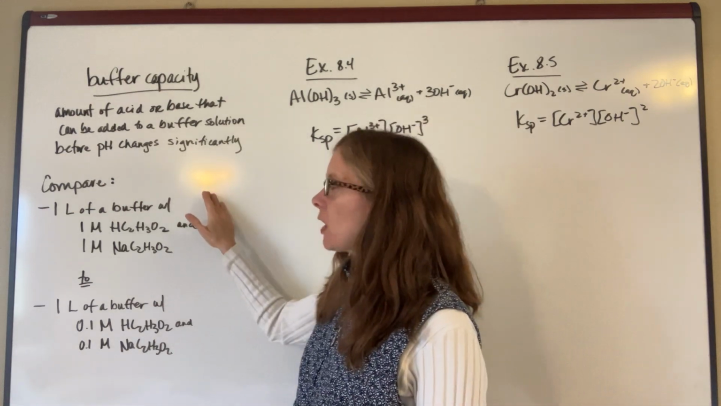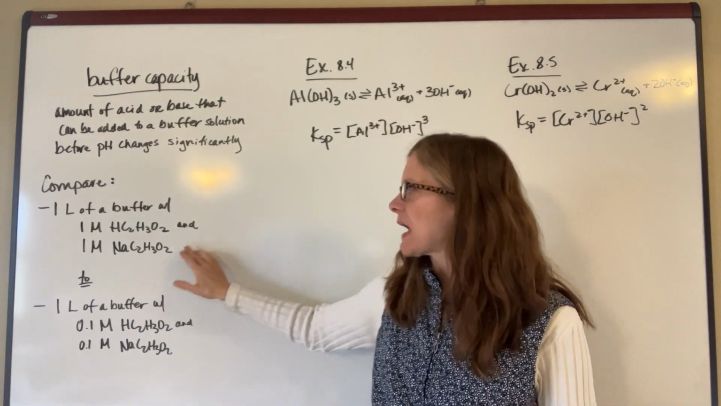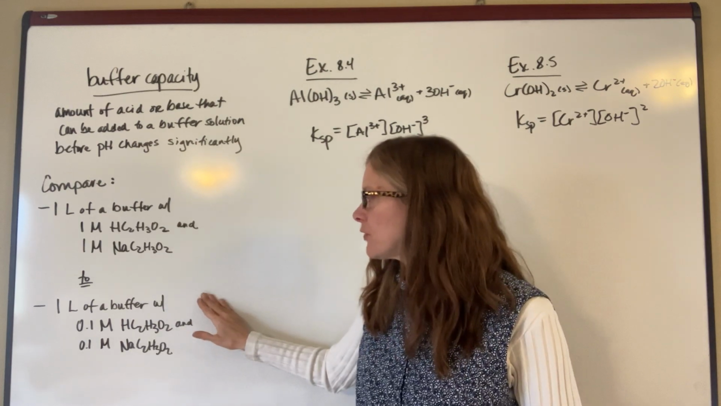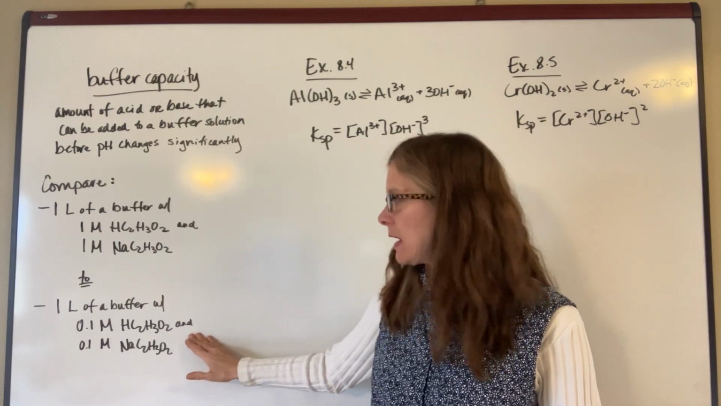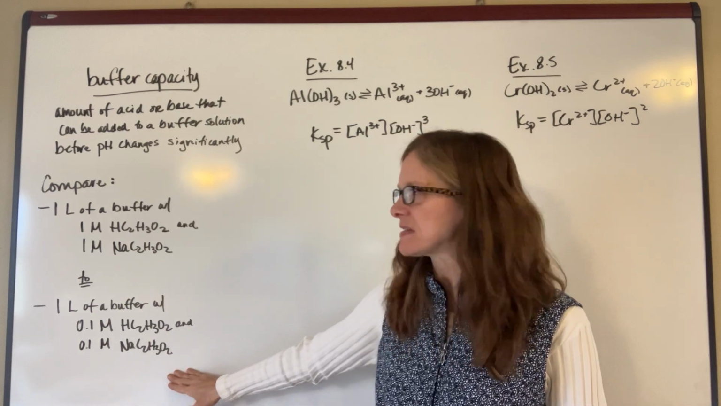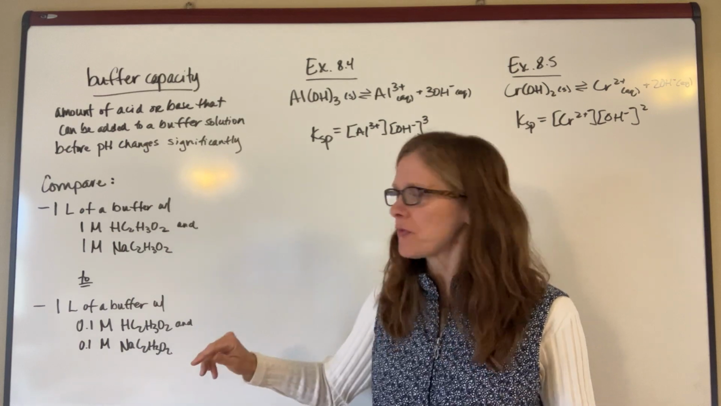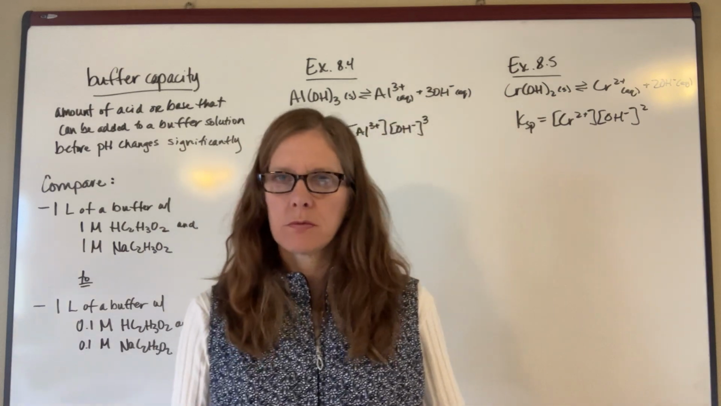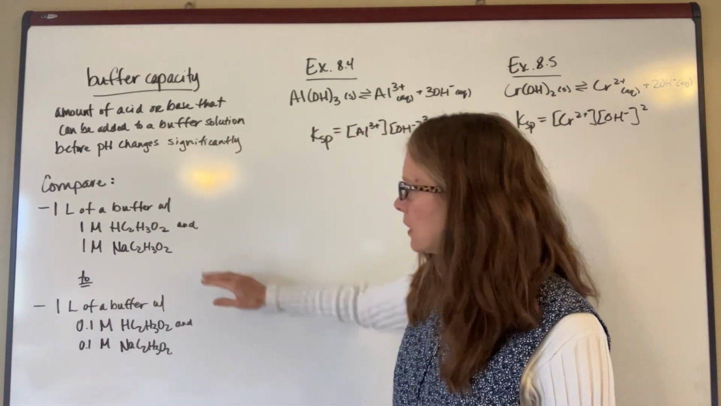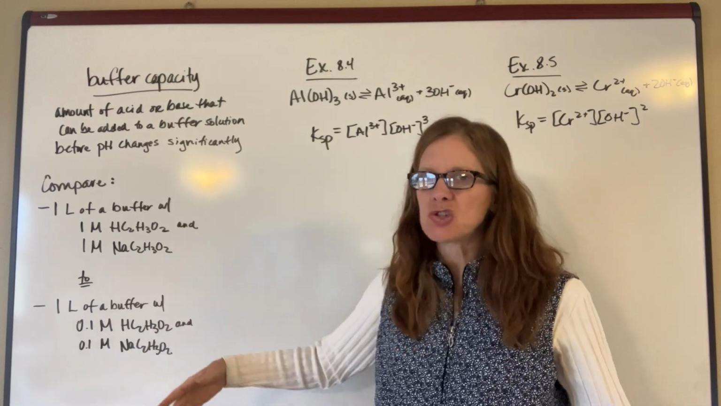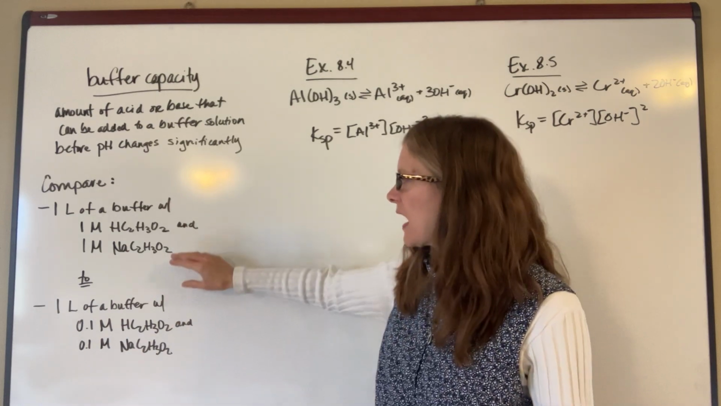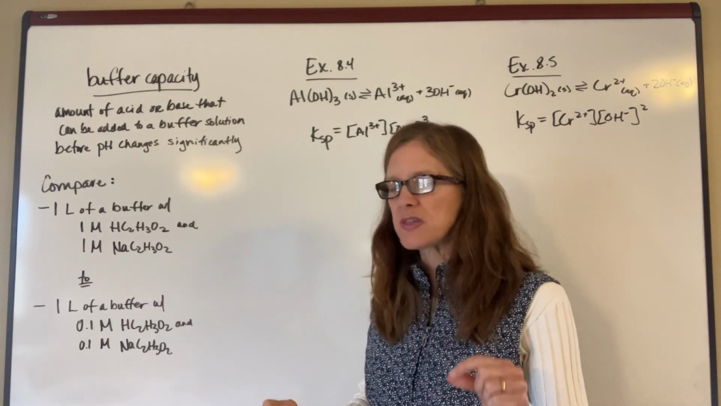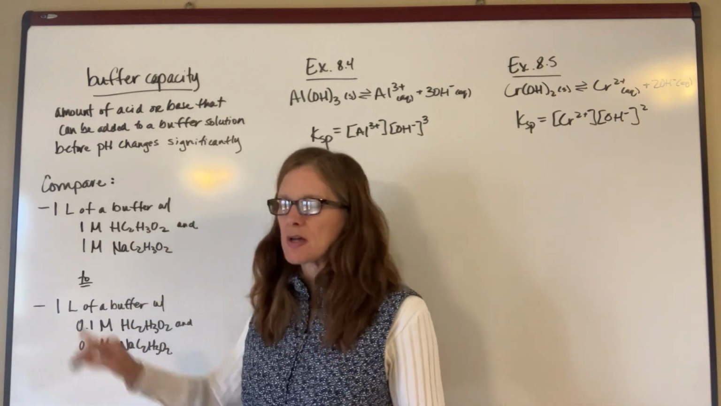Let's compare a liter of a buffer that's made with 1 molar acetic acid and 1 molar sodium acetate, and let's compare that to a liter of a buffer made with 1/10 molar acetic acid and 1/10 molar sodium acetate. First of all, we have 1 liter of each, so the volume doesn't matter because it's the same for both of them. If you compare the Kas and the acid ionization constants and all of that, that isn't going to be affected either because I use the same ones for both. The only thing that's different is the concentrations of them.